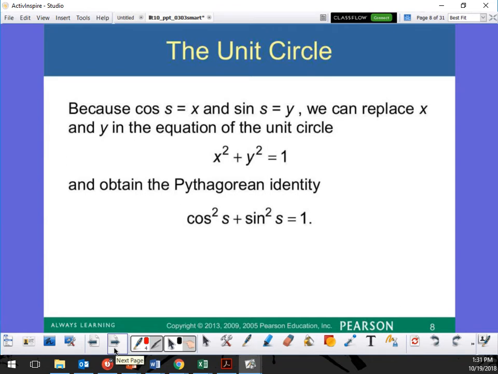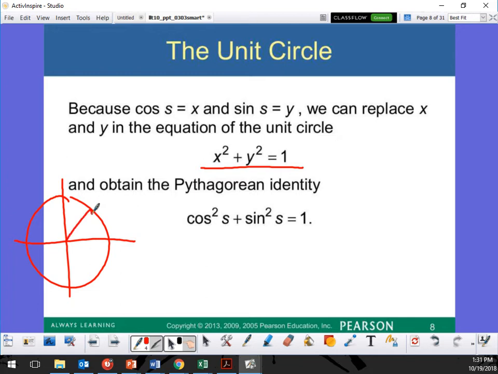It's my Pythagorean identity. My x squared plus y squared equals 1. So from my unit circle, it's going to look something like this. One is the radius. What is one squared? It's just one.